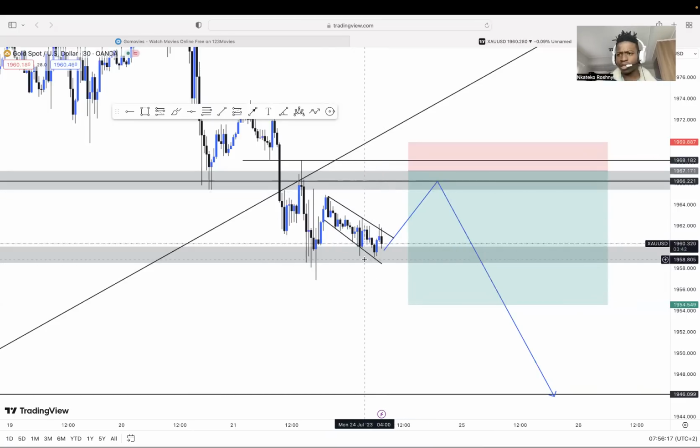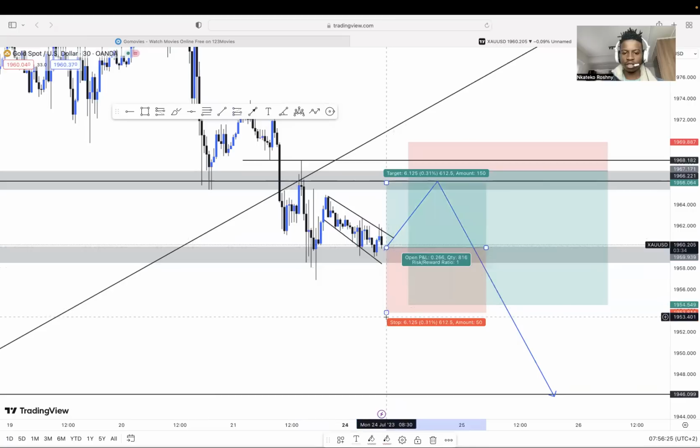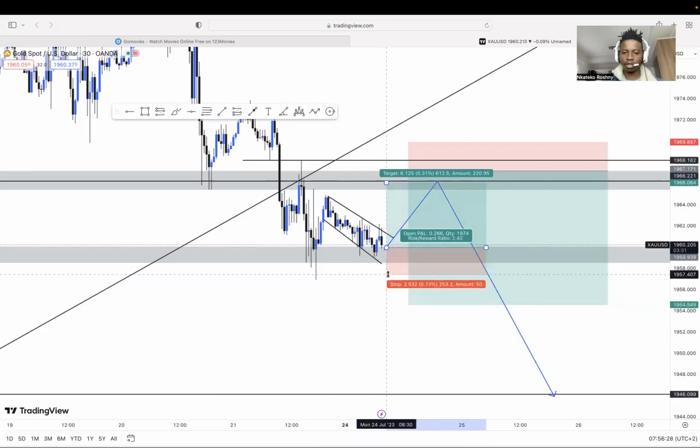You understand? Don't put it too far, because if it goes below there, it might blow your account. So here, guys, I feel like we've got to take simple, easy buying opportunities, easy ones, not hard ones, because here we're just going to put our stop loss there and then know very well that our take profit has to be here.